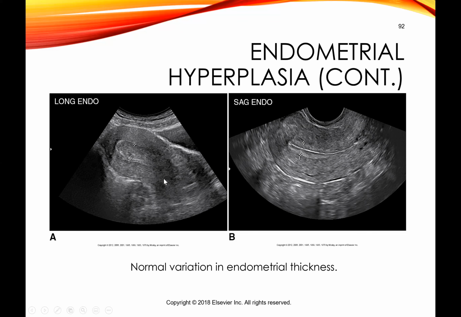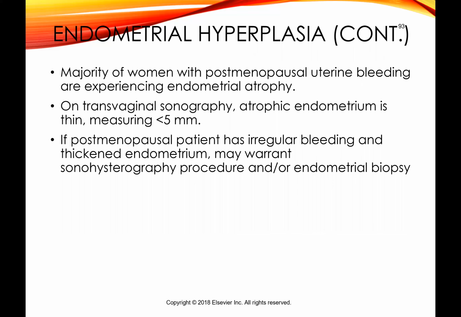Now, both of these appear normal, and they're not giving the measurement, but just by eyeing them, they appear normal in just different phases of the endometrial cycle throughout the month. A majority of women with postmenopausal uterine bleeding are experiencing endometrial atrophy.